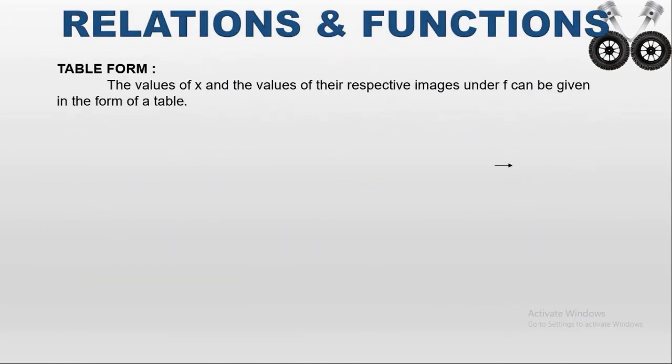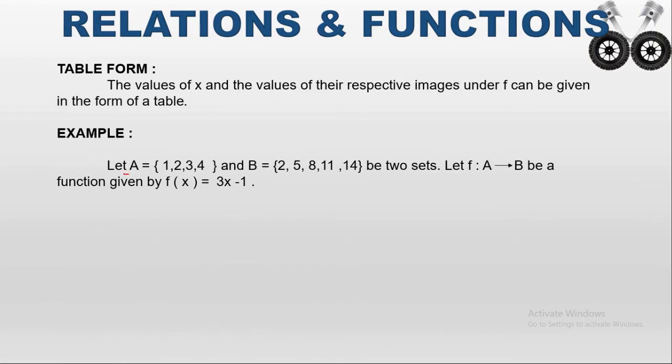Next one is the tabular form. What is the table form? We have to write the value of x and the respective image of f in table form. For example, consider two sets, capital A and capital B. These two sets are non-empty sets. Then the function can be written as A to B, and f of x equal to 3x minus 1. So whenever I substitute the values 1, 2, 3 and 4 for x, I get the values 2, 5, 8, 11 and 14.